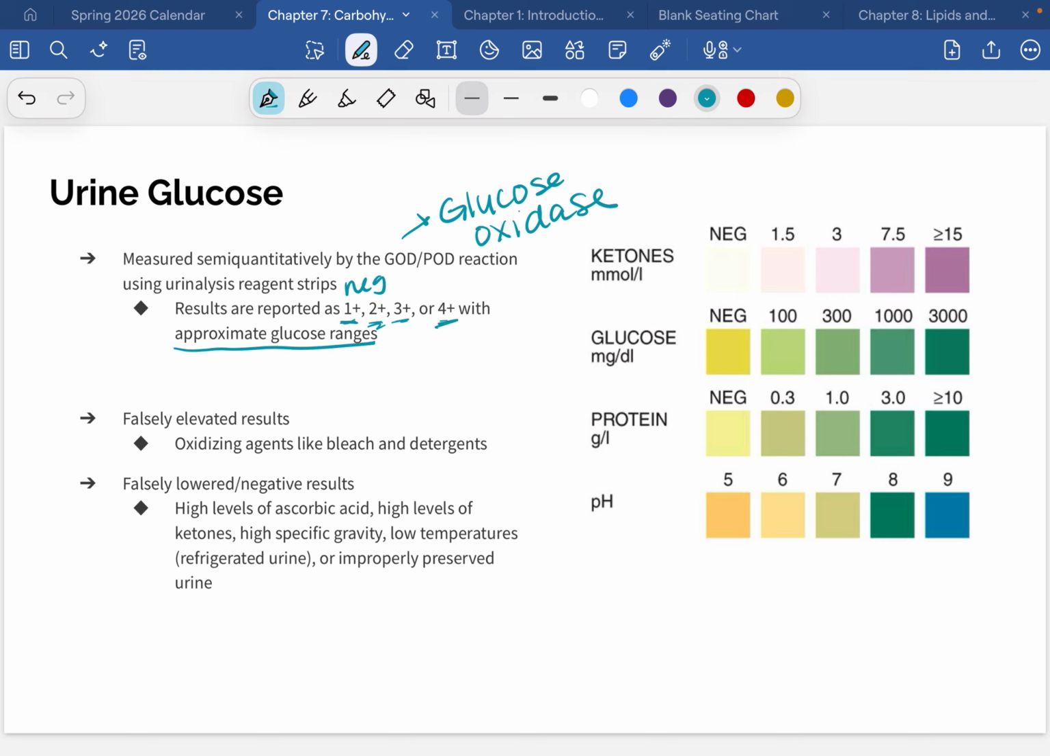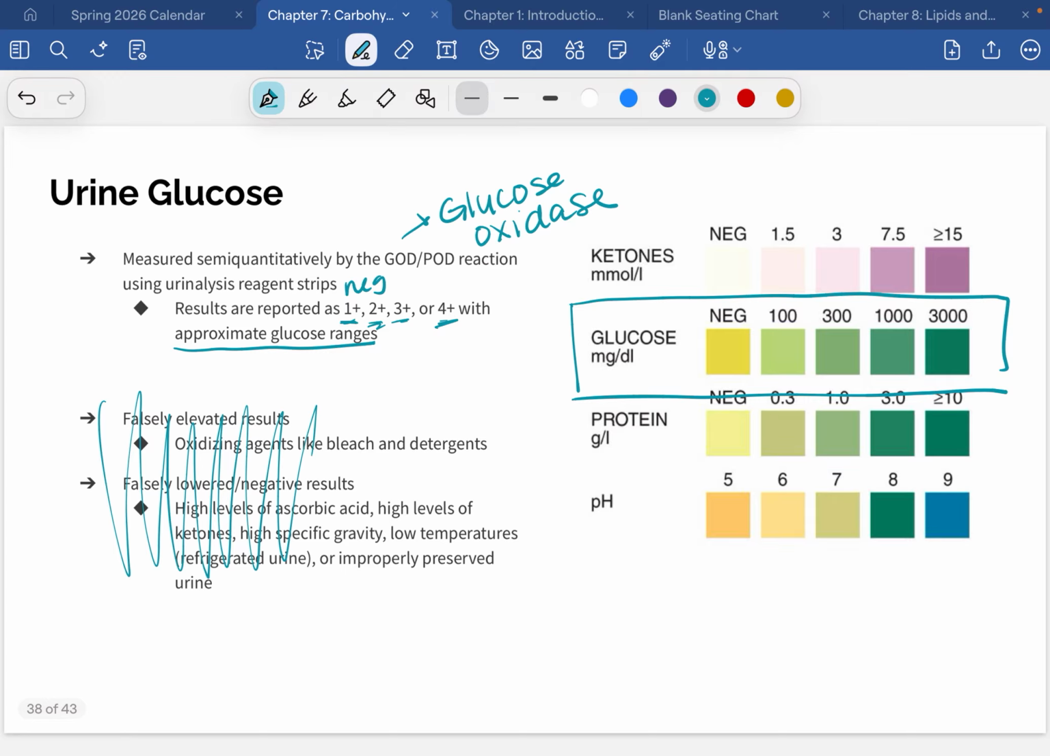Okay, and this is what that looks like on a urine strip. Usually glucose measurements are done with these little strips that you dunk in the urine, and then they will turn a specific color based on how much glucose there is. We're not really going to worry about this right now. We'll talk more about that when we get to urinalysis, so you can just ignore that for now.